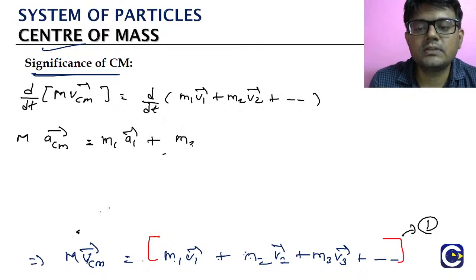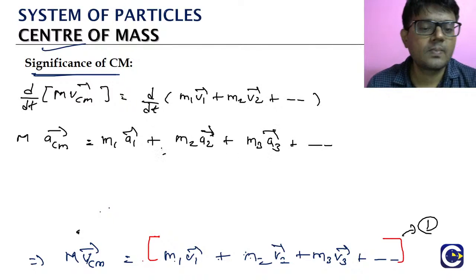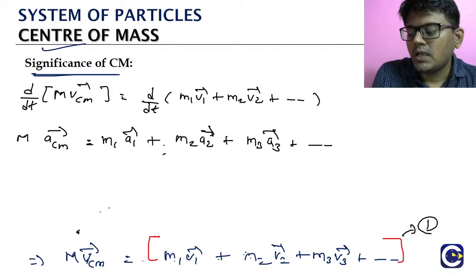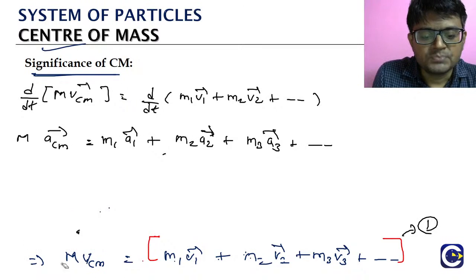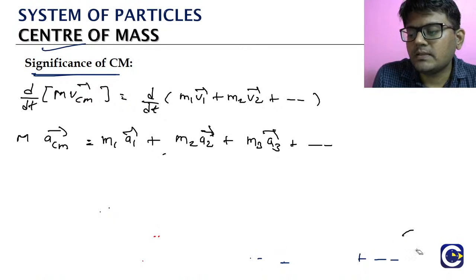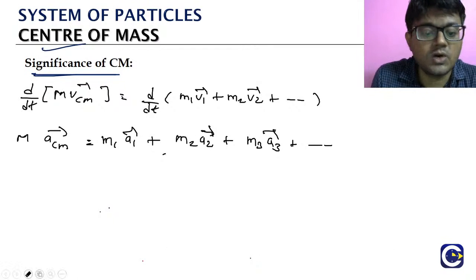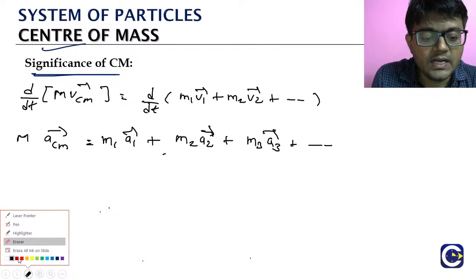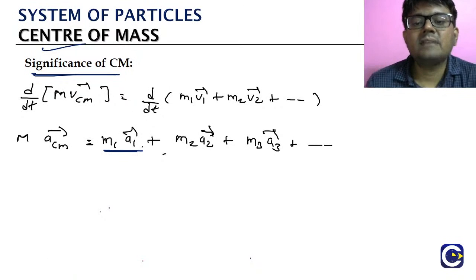Acceleration of particle 1, acceleration of second particle, acceleration of third particle. Okay, so total mass of the system into acceleration of the center of mass. Total mass of the system into acceleration of the center of mass is equal to what? The mass times acceleration of each particle.